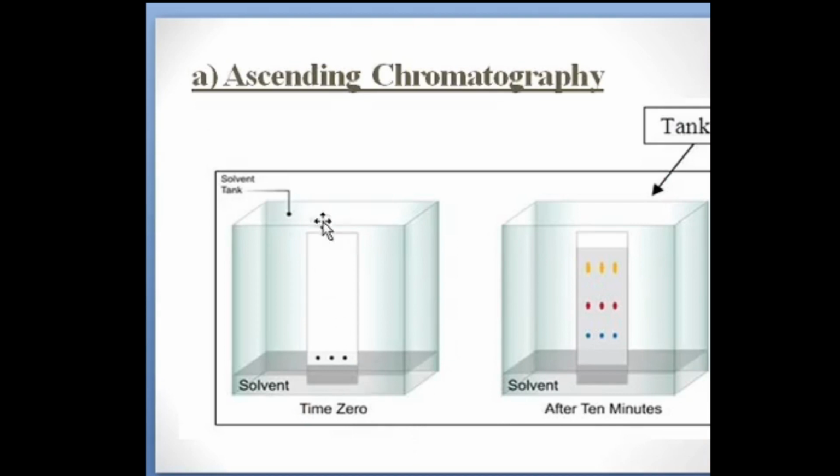So it is ascending. If you see this tank here, this is the paper, and this here is the solvent. Before we put the paper inside this tank, we have to mark the paper about 2 centimeters from the edge.